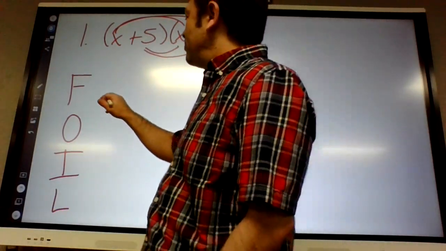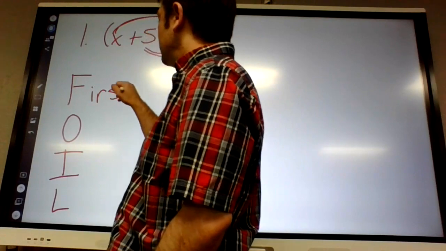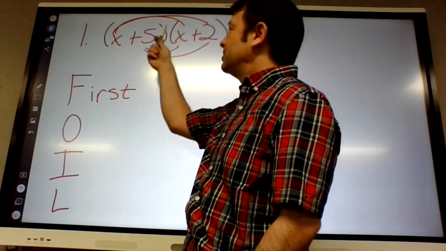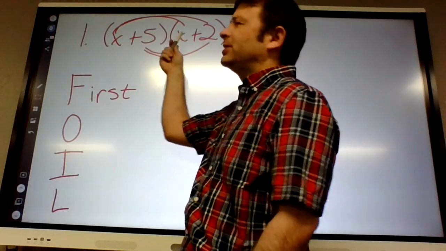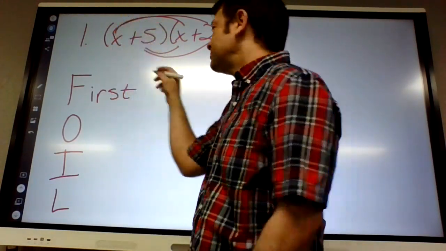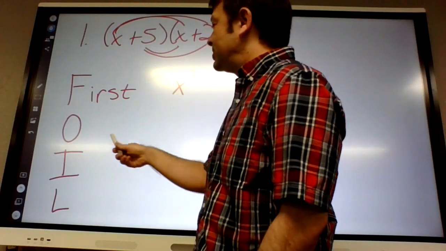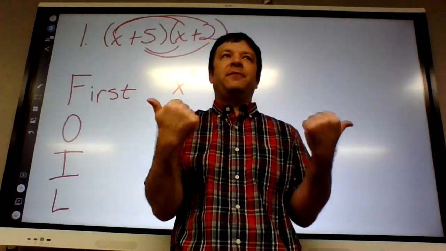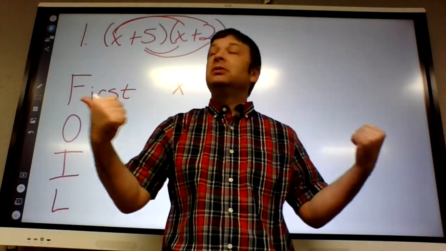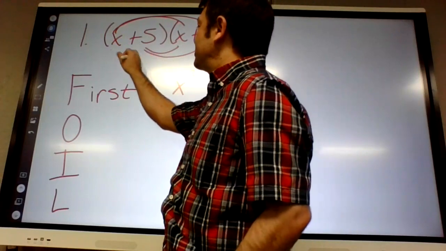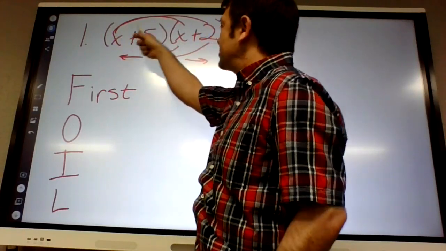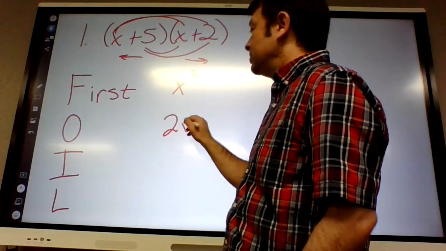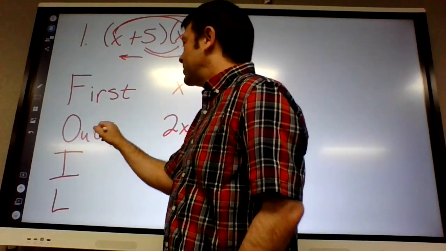F stands for first. First what? The first terms in both binomials. So like x times x. What is x times x, by the way? X squared. Okay, O stands for outside. So the outside would be like far away from the middle. So the outside terms would be like these. So it's the x times the 2. X times 2 is 2x.